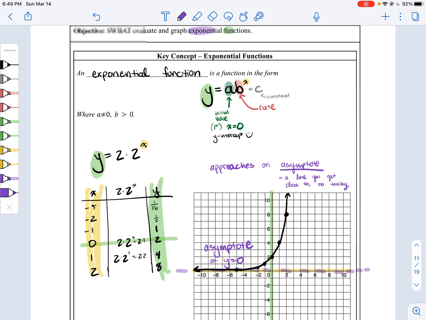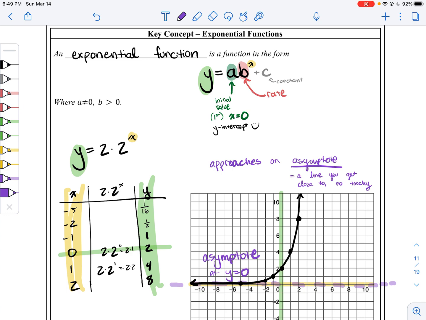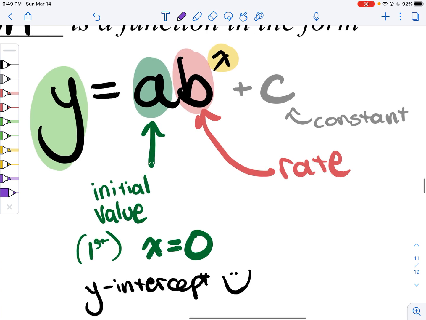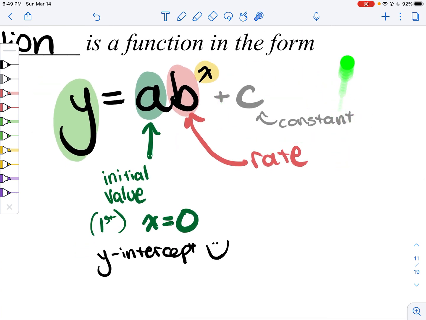I don't know if you've ever seen Emperor's New Groove, but this guy has a thing about not being touched, so he always goes, "No touchy." So, yeah. Ta-da! If you have a constant, that'll move your asymptote up and down.